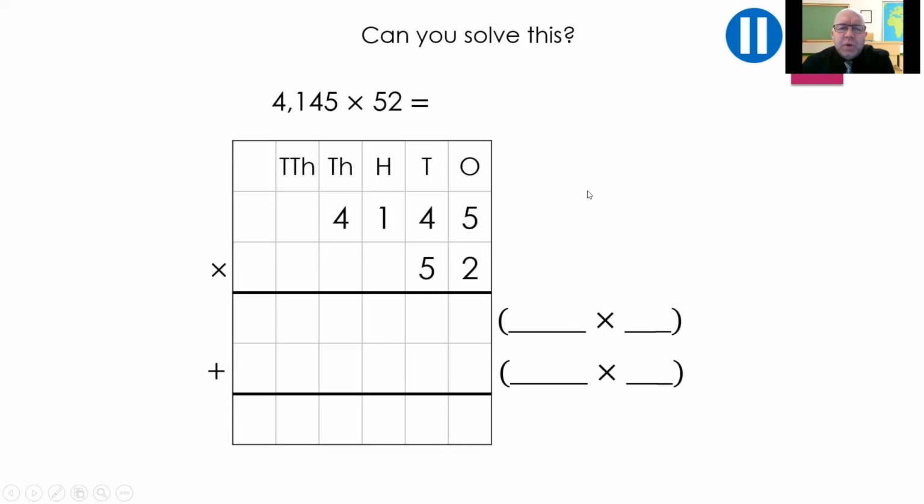Right. Can you solve this one? Pause the video, have a go.